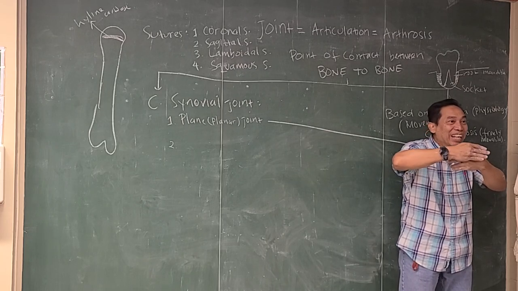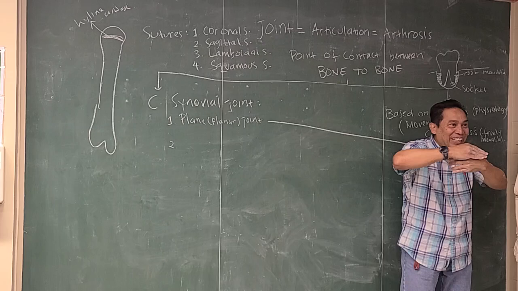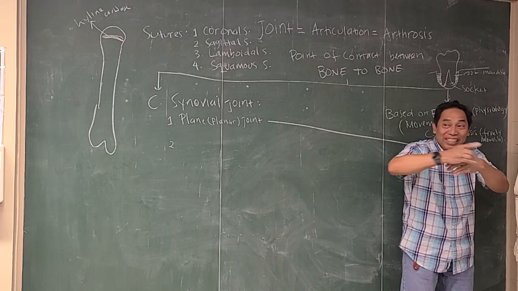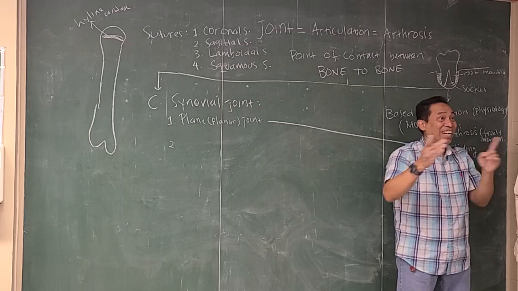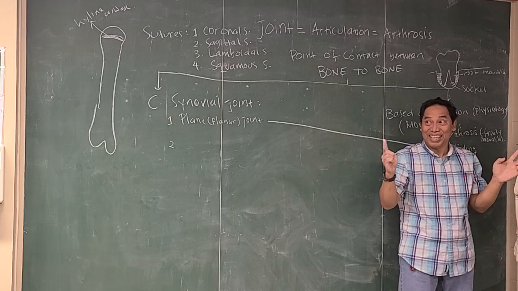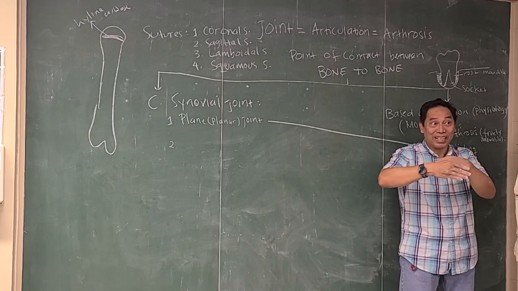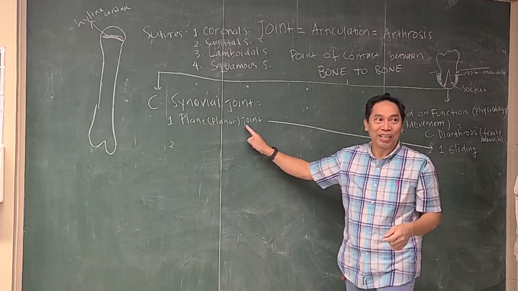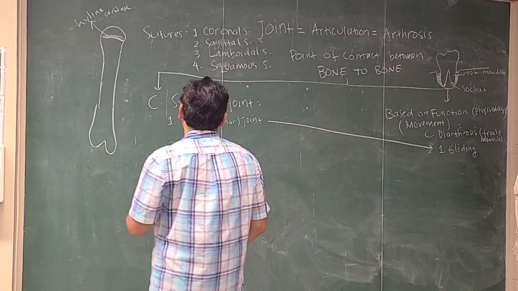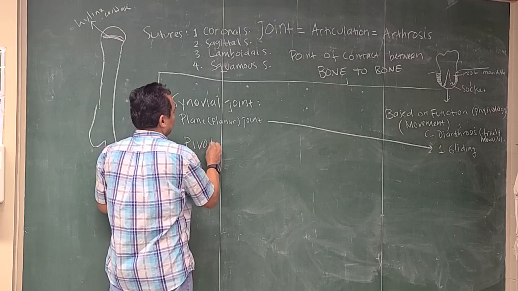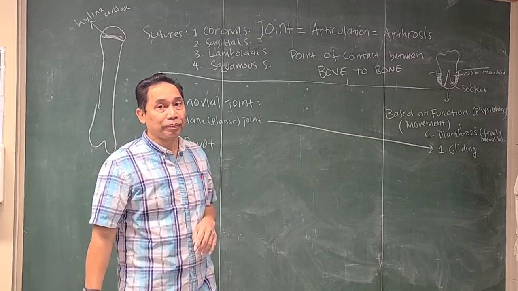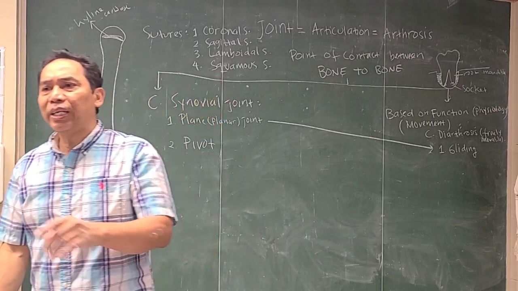What is the name of the joint? Planar. What is the type of movement? Gliding. Can you follow this? Gliding movement is made by the planar joint. The second one is called pivot. Pivot joint. You see this?